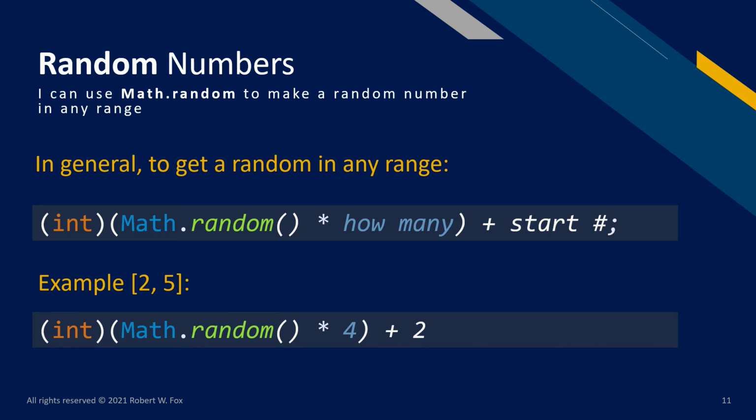Suppose we wanted a random number in the range of 2 to 5 inclusive. Well, if we think about it, 2, 3, 4, 5. That is 4 potential numbers starting at 2. So we say math.random times 4, and then we do a plus 2 at the end.